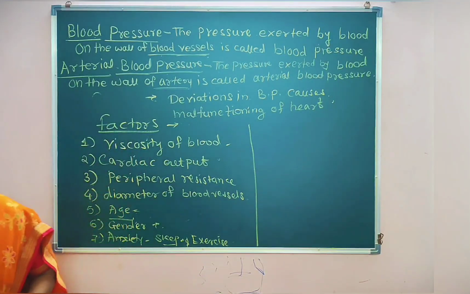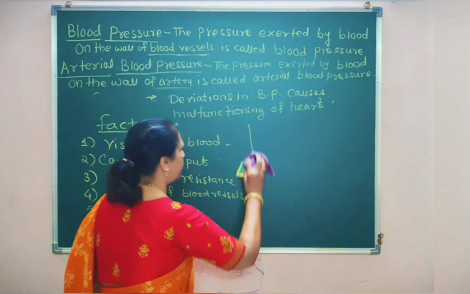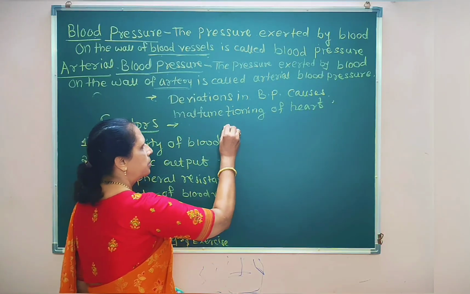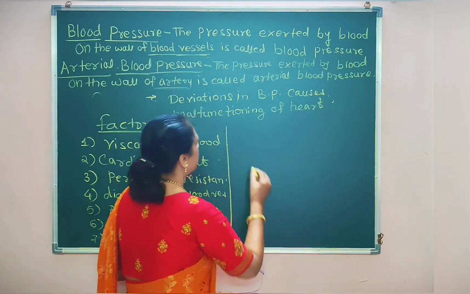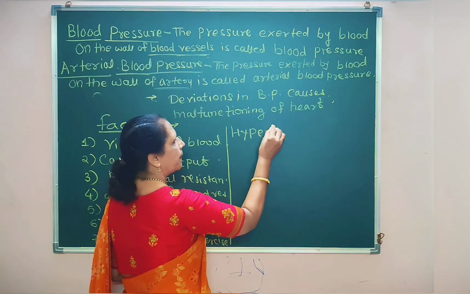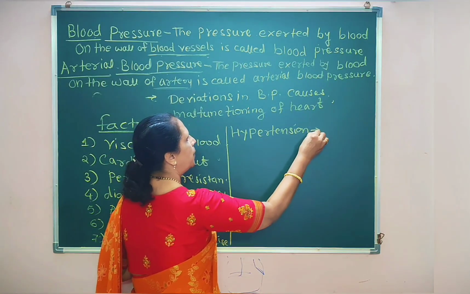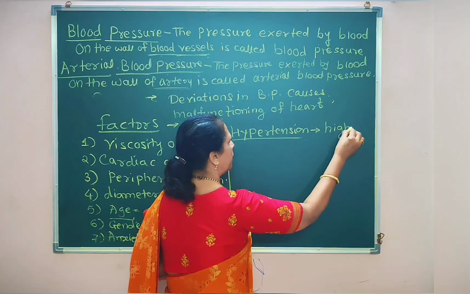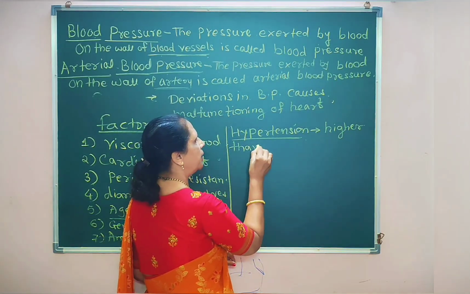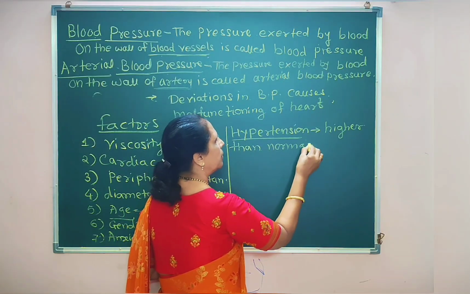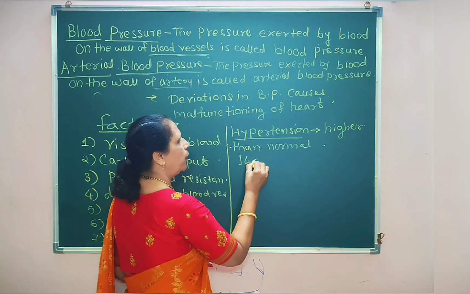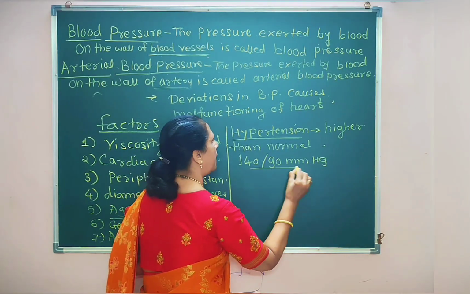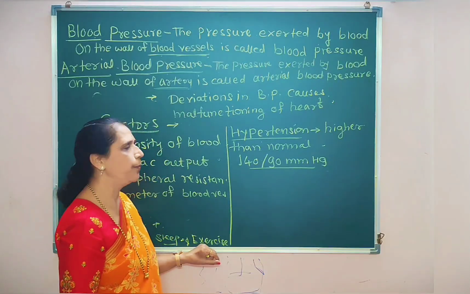So what is higher or lower than normal blood pressure in humans? It is noted as hypotension and hypertension. These are the two terms used for blood pressure. Hypertension means the blood pressure is above the normal level, higher than the normal range. If it is 140/90 mm of Hg, it is recorded as high blood pressure, that is hypertension.